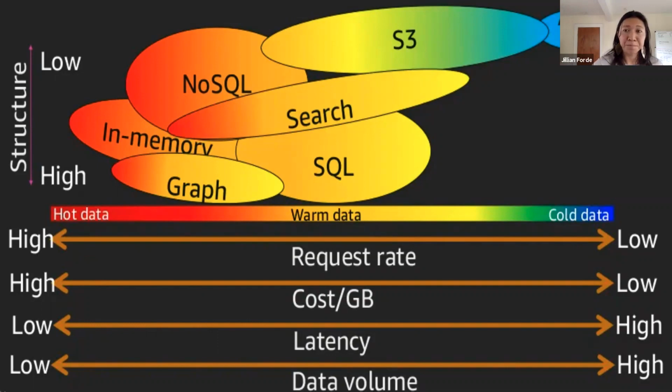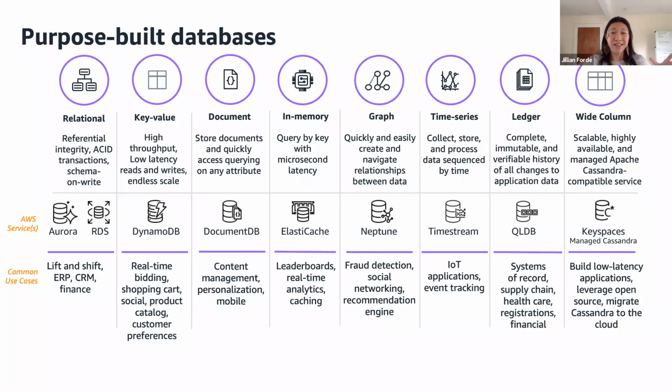But I want you to see this. There's a lot of different types of databases that are out there, so being able to pick the right one matters. If you need schema, if you need ACID transactions, go with a relational database. Maybe you need low latency reads and writes, endless scale, high throughput, go with a key value database. Maybe you need to store documents quickly and access those. A document database would be a good fit for you.